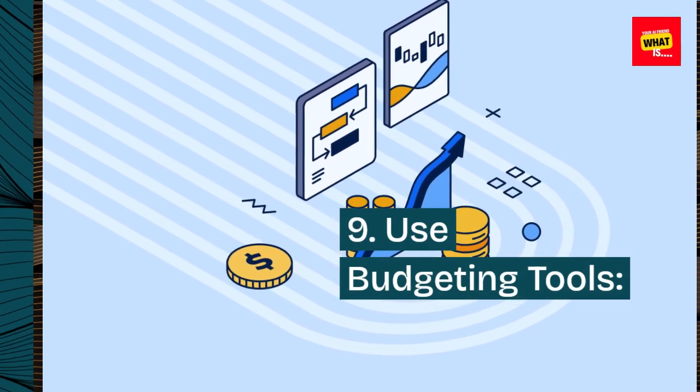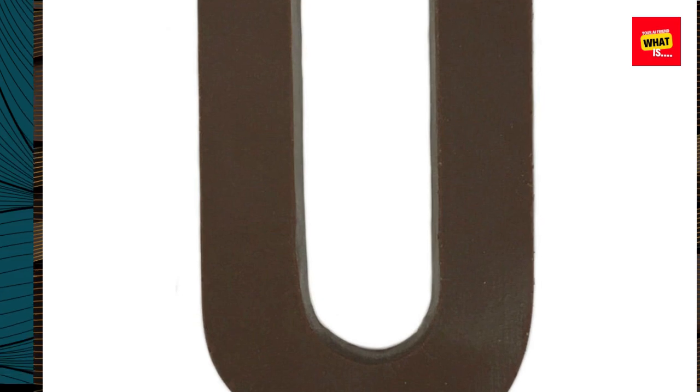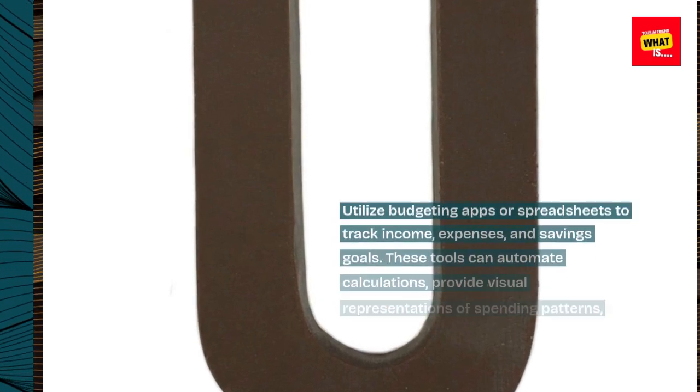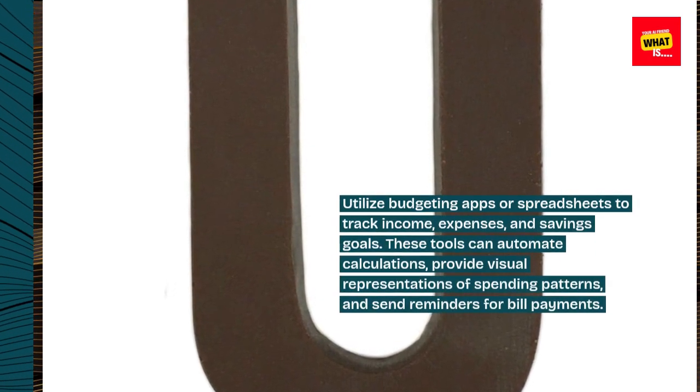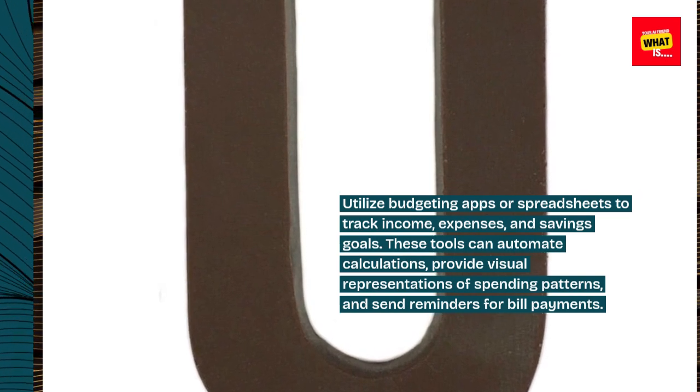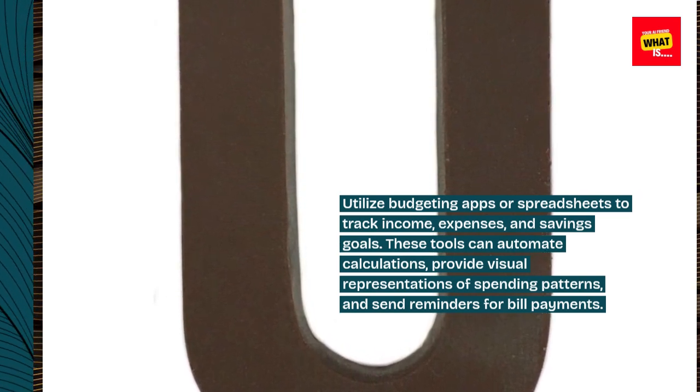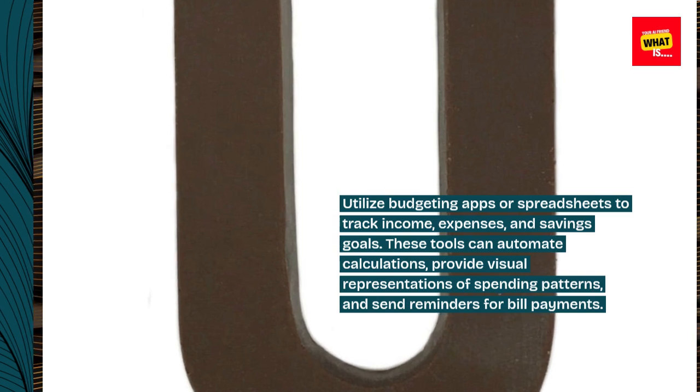9. Use budgeting tools. Utilize budgeting apps or spreadsheets to track income, expenses, and savings goals. These tools can automate calculations, provide visual representations of spending patterns, and send reminders for bill payments.